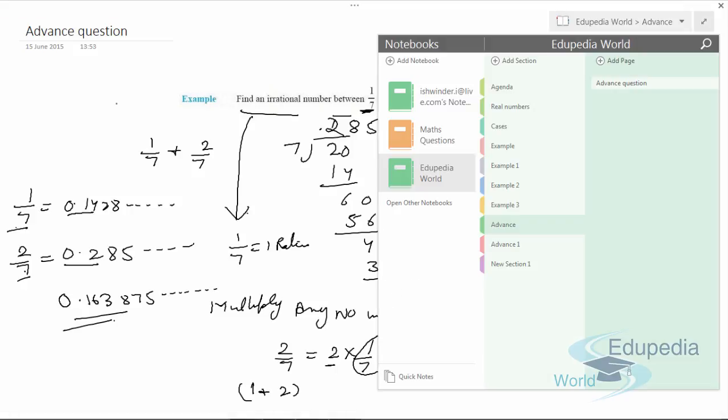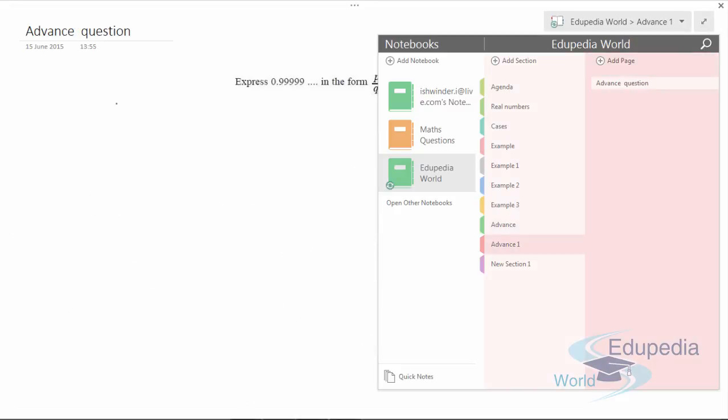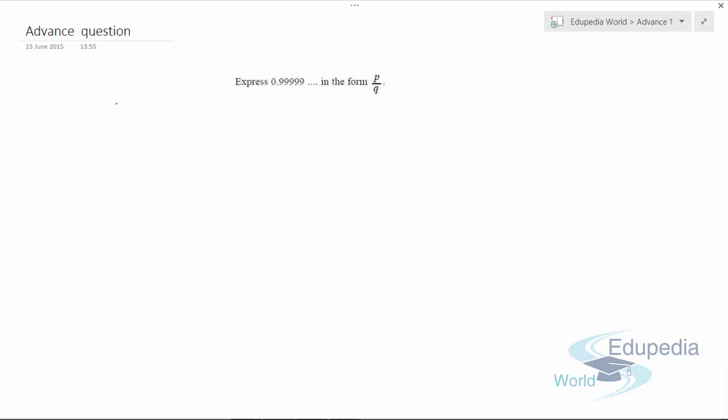Now let's discuss another advanced question. The question is, you have to express this number in the form of p by q. Now this is a very interesting question, so watch this question carefully. We have the number 0.99999, or it can be written as 0.9 bar. So let's solve this question first.